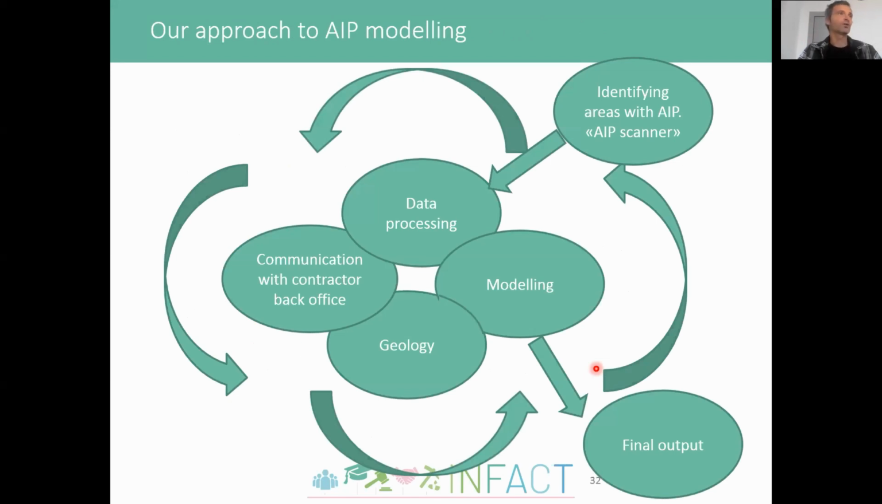Just a note about how we model IP. It's a very recursive exercise.